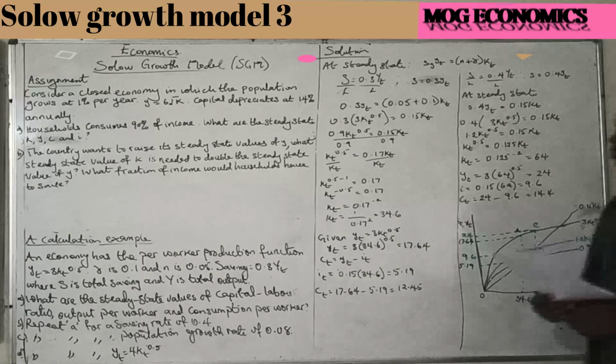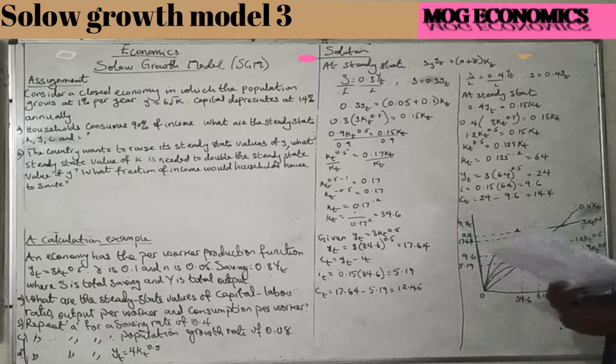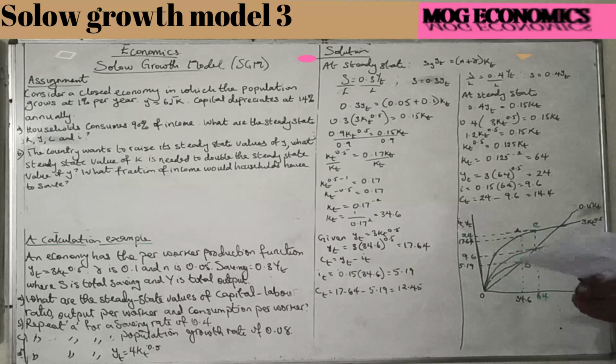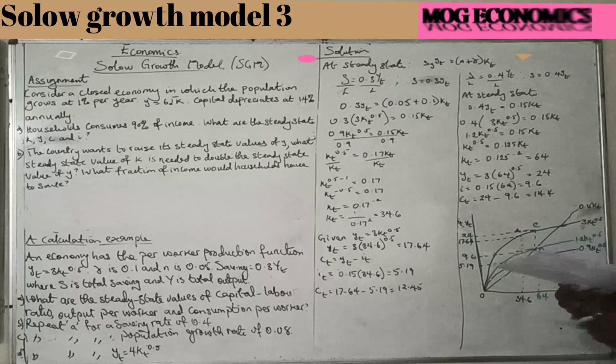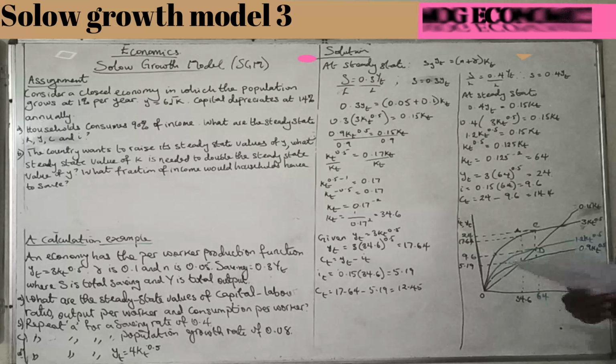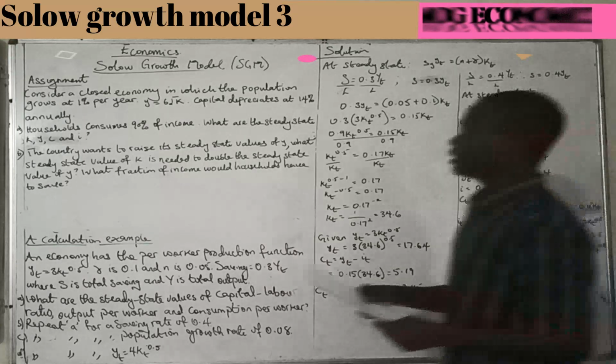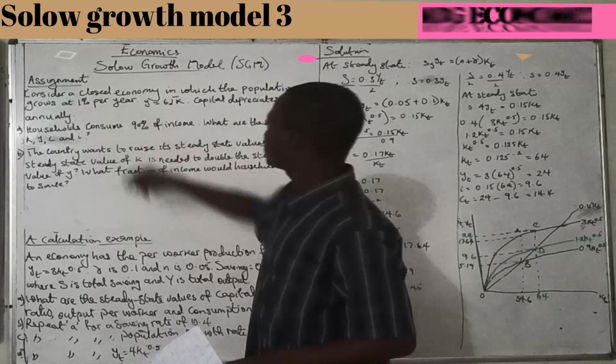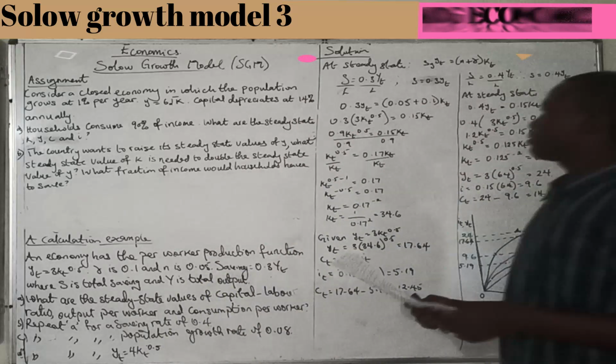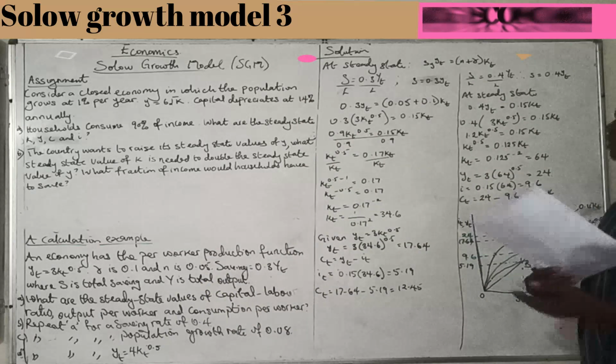Consider a closed economy in which the population grows at 1% per year. The production function is given as 6 root K. Capital depreciates at 14% annually. A: Households consume 90% of income. What are the steady state values of K, Y, C, and I?